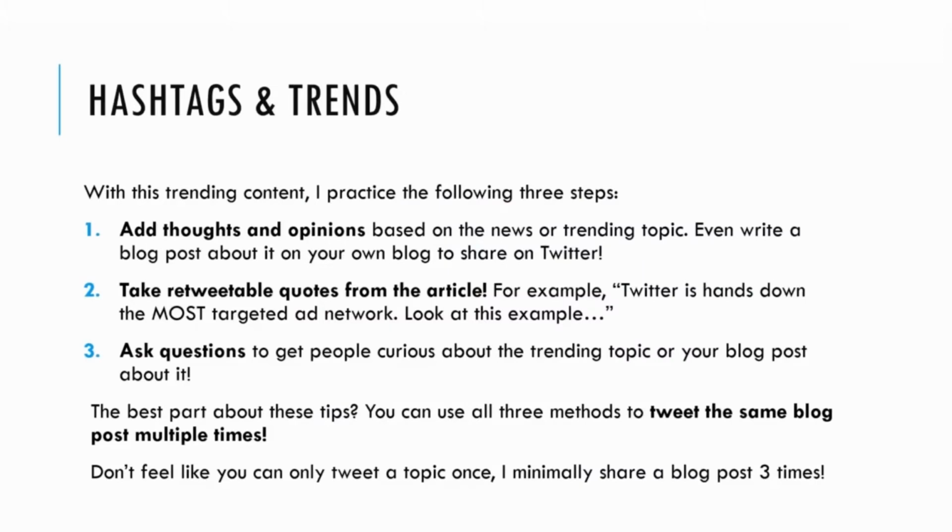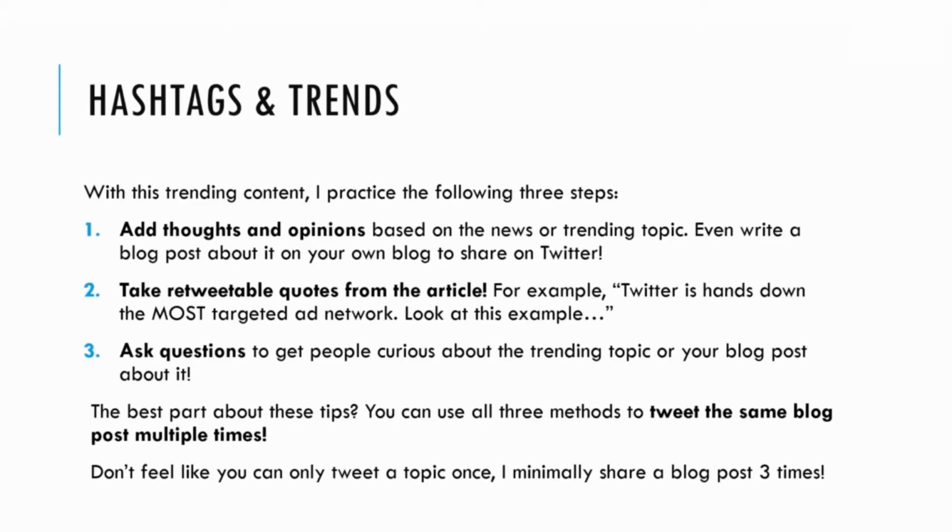So with trending content, I practice the following 3 steps. First is to add thoughts and opinions based on the news or trending topic. Even write a blog post about it on your own blog to share on Twitter. You're double dipping there. You're creating content for your own blog, adding these relevant keywords that you found either on Twitter Moments or on Google Trends. So you're increasing the searchability of your blog, plus you're jumping on these hot hashtags on Twitter possibly.